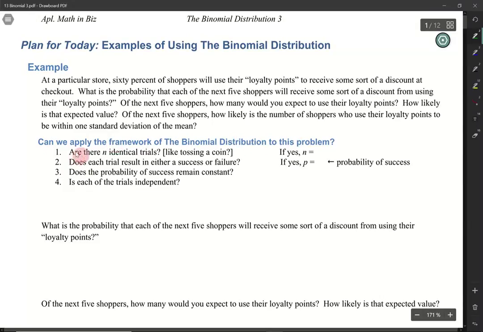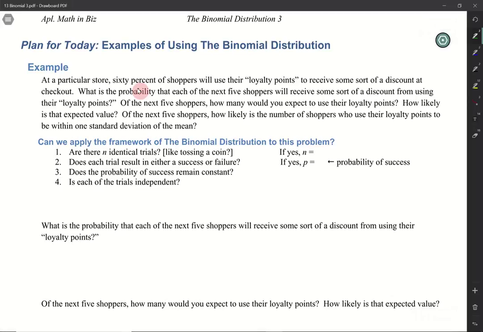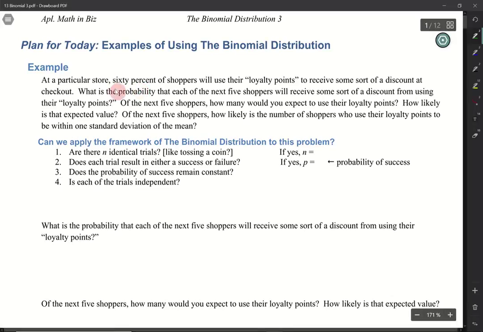Are there n identical trials? Think of tossing a coin. Is the problem that you're reading sort of like tossing a coin, except that the problem may not be a fair coin? But you sort of start with tossing a coin. So are there 2 tosses, 3 tosses, 20 tosses, things that are repeated?